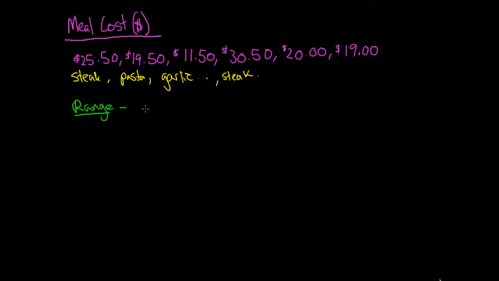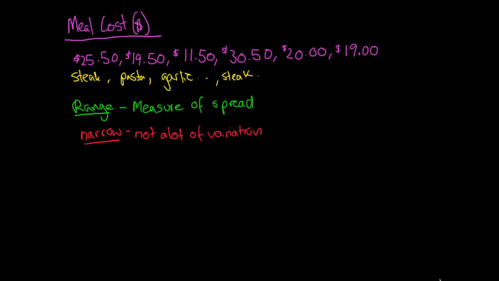Now, the range is a measure of spread. And what that means is that it tells us basically how spread out our data is. And we can usually describe our range in one of two forms. So we can have a narrow range, which I'll do in red, and a narrow range means there was not a lot of variation in our observations. Or we could describe our range as wide, and this means we had a lot of variation in data.